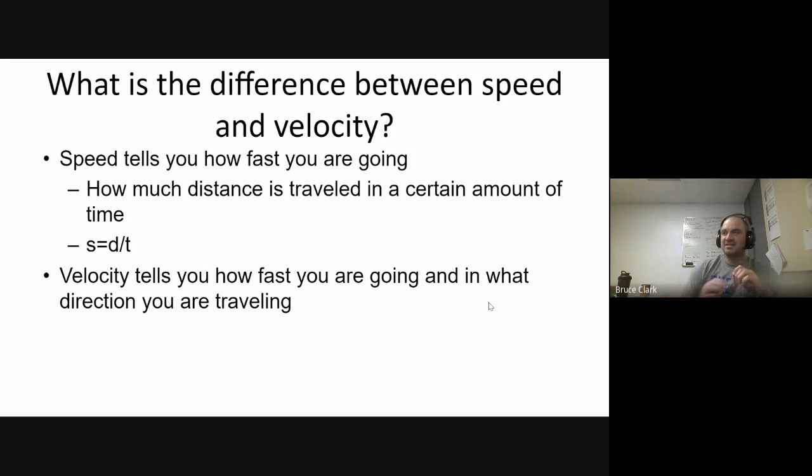Velocity also tells you how fast you are going and in what direction you are traveling. That's the big difference, is that it has a direction attached to it. So it is 80 miles an hour south or 15 meters per second to the left, etc. So velocity is going to also be distance divided by time, but it's going to have that vector component to it.